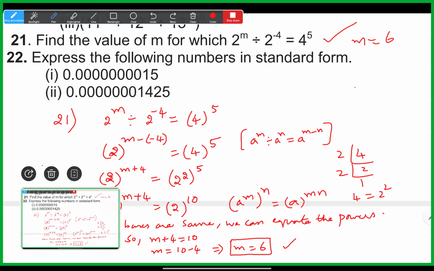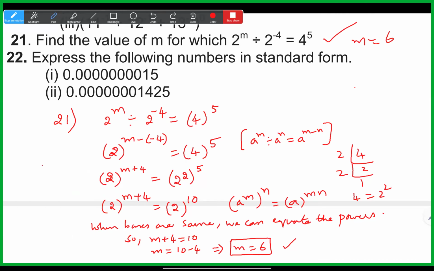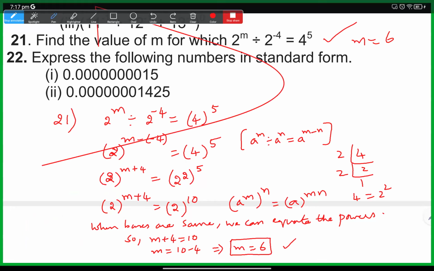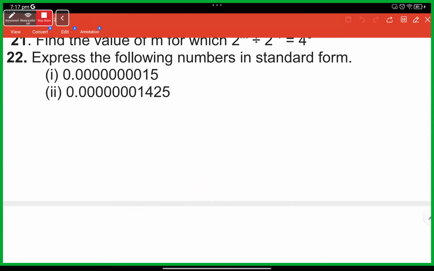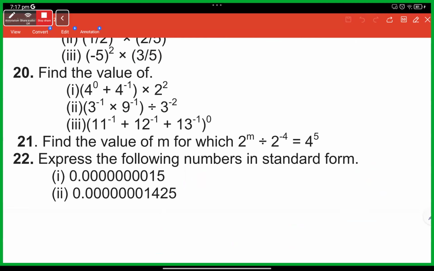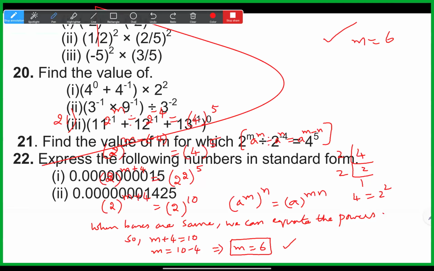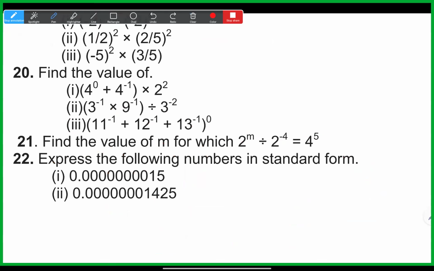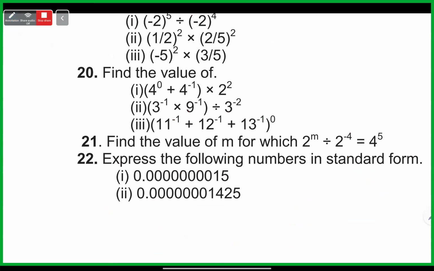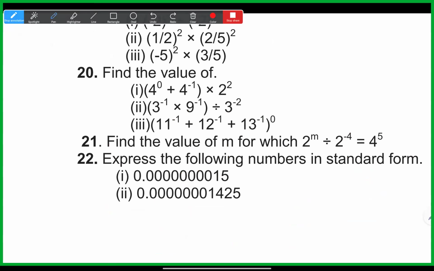Shall I delete this, Ishwa? Yes, sir. Then the 20th one. So you can tell these answers right here itself. They are small ones only. 20th, first one.